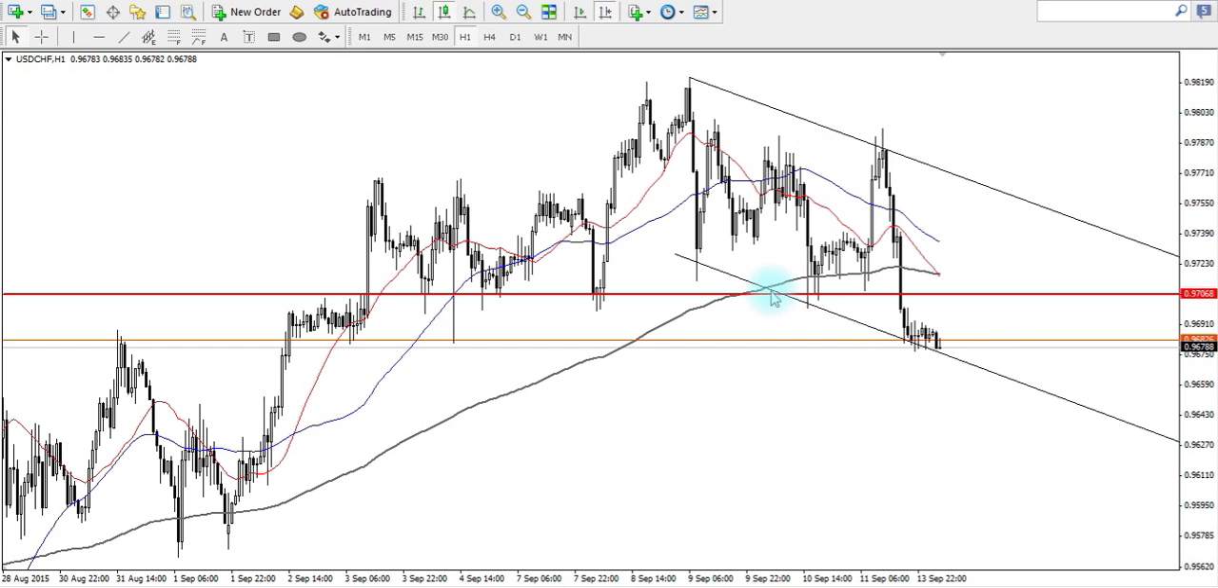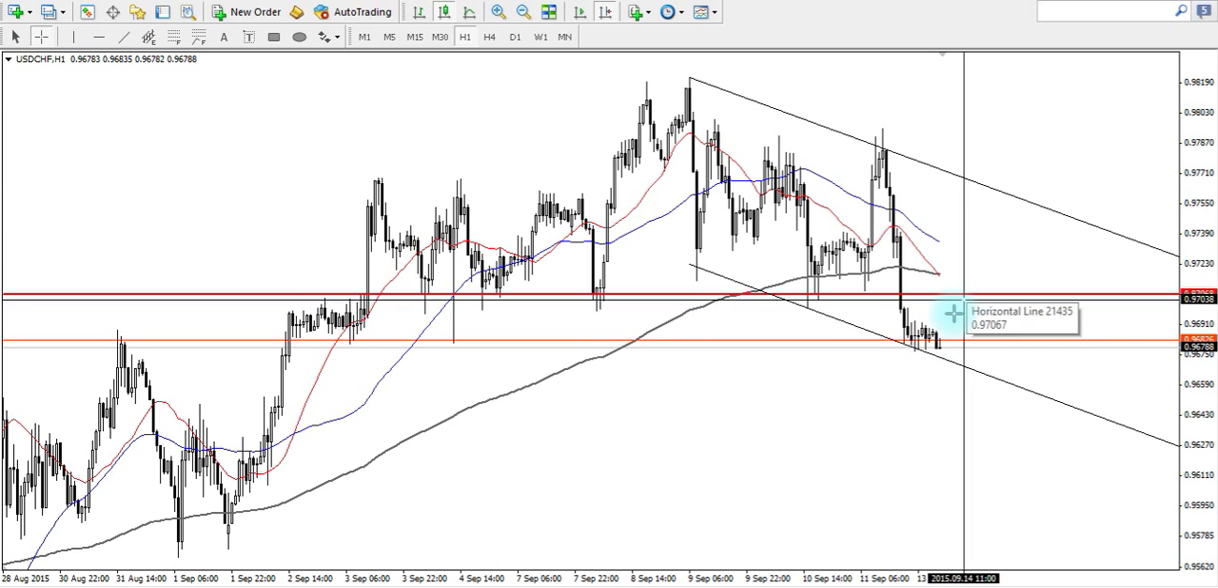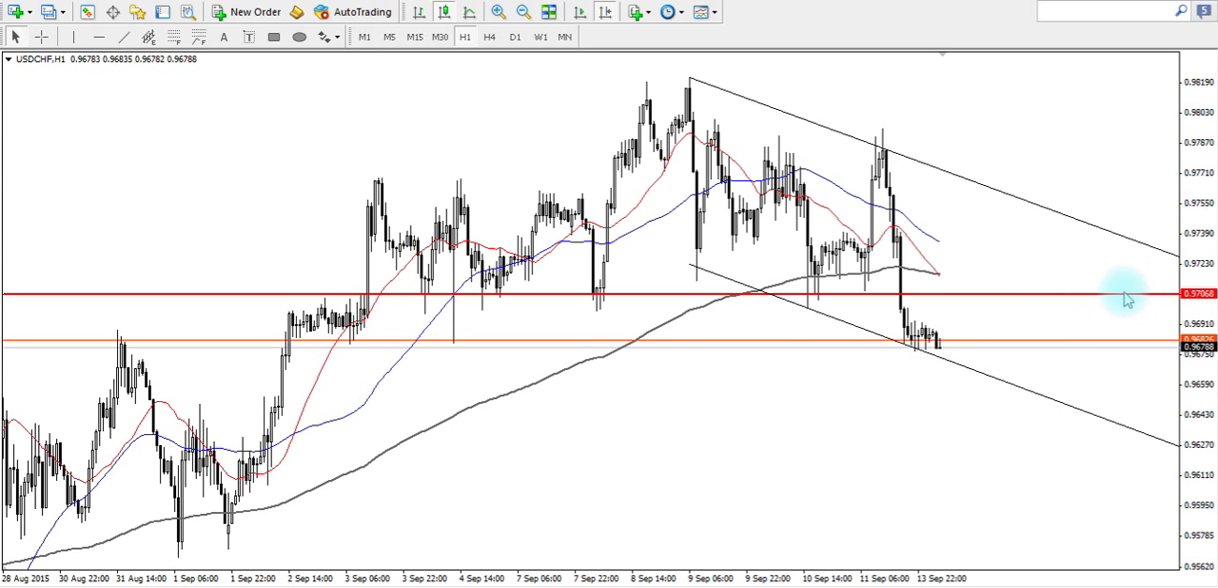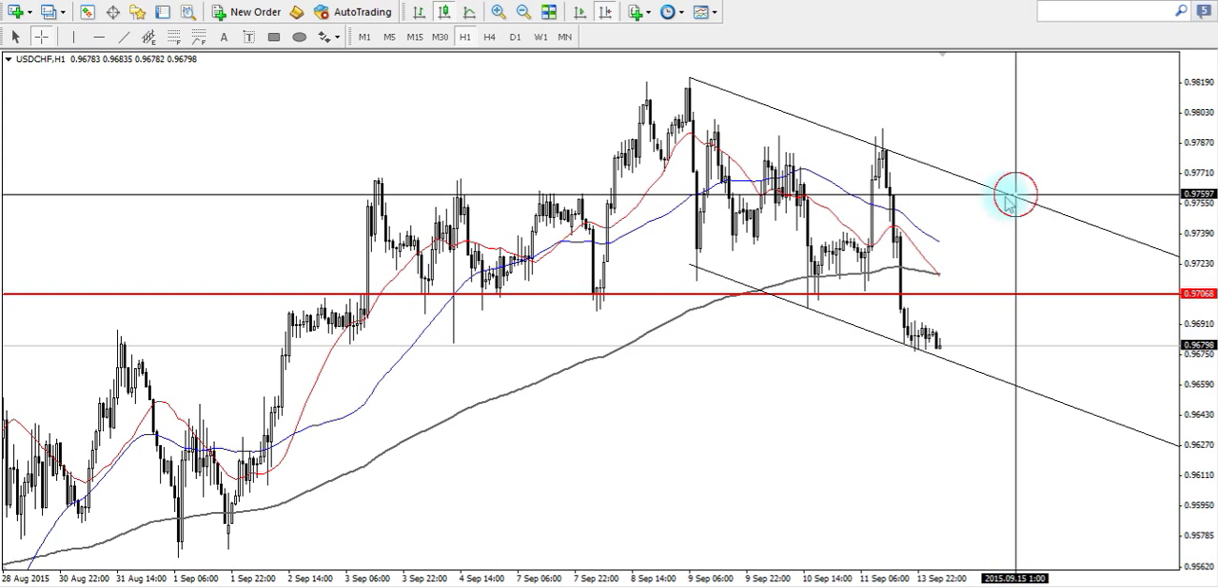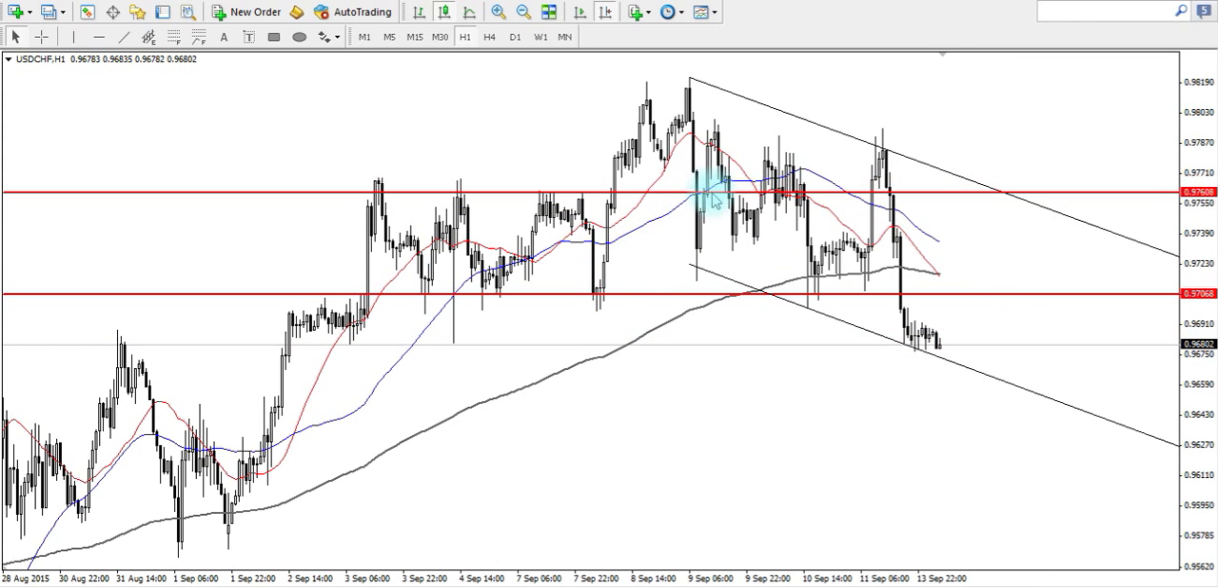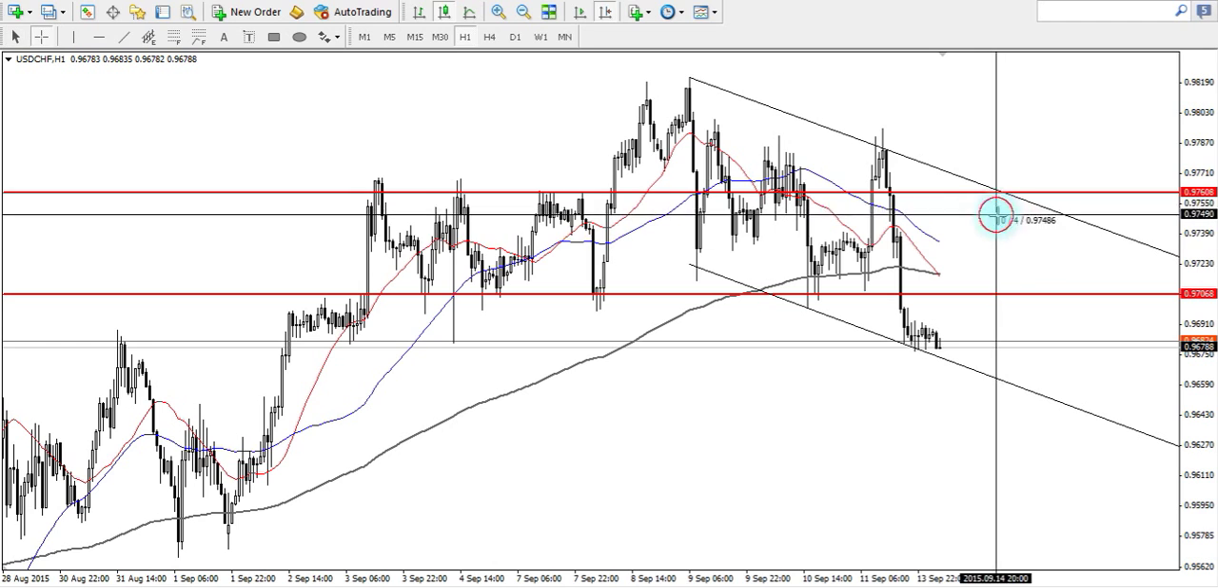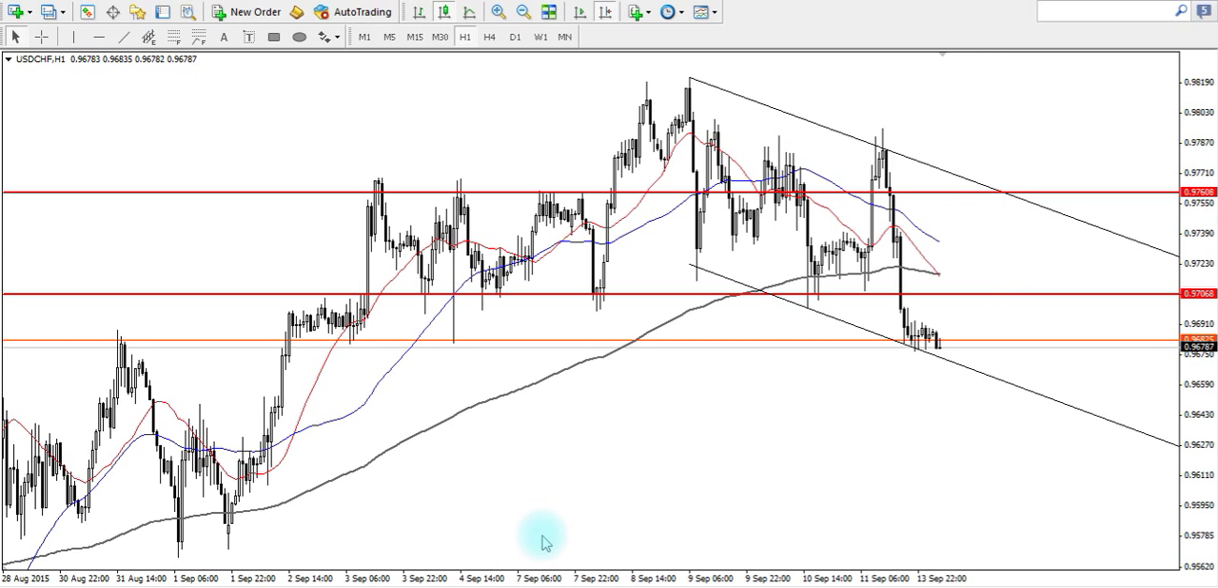Unless you would like to take this as a falling trend channel. The first level to take note of is 0.9706, and if it breaks above, you may want to take note of the top of the channel, or rather the resistance level at the price of 0.9760 to sell. So that's for the dollar against the Swiss franc.